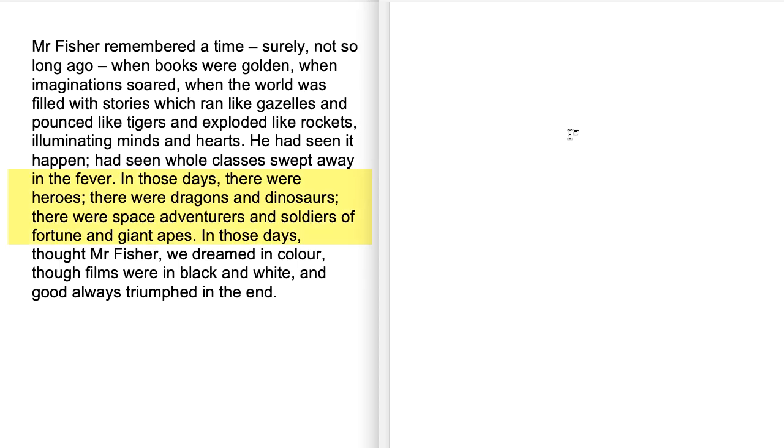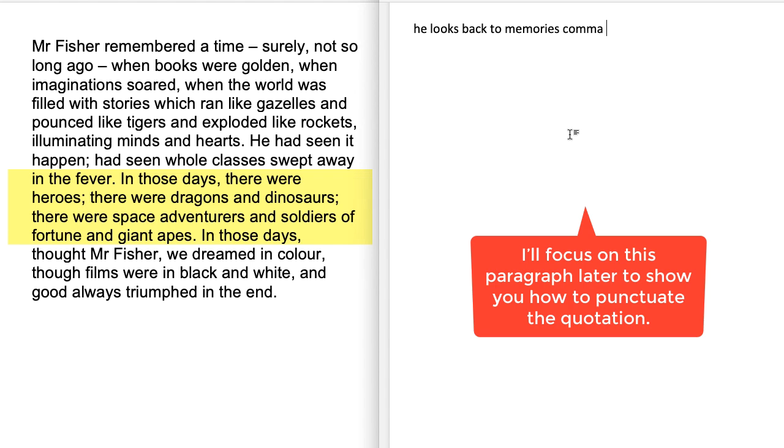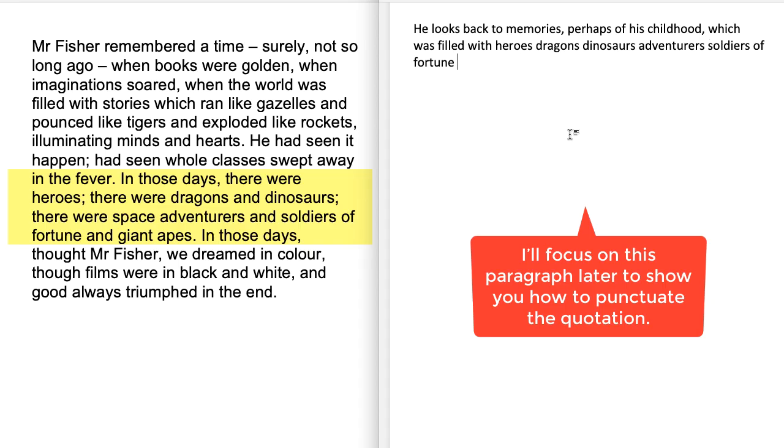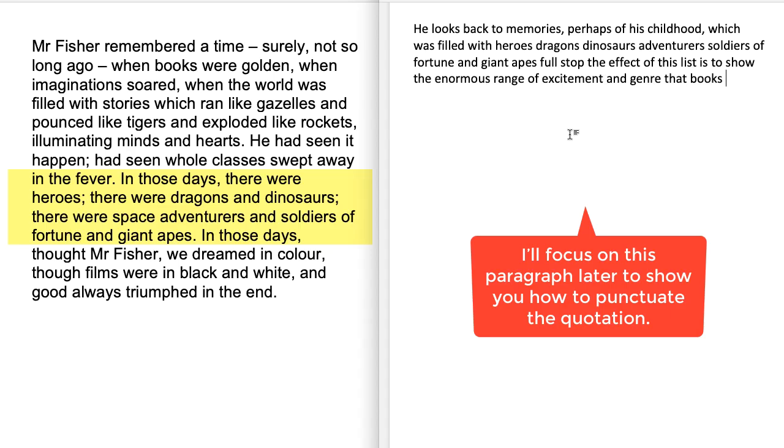He looks back to memories, comma, perhaps of his childhood, comma, which was filled with heroes, dragons, dinosaurs, adventurers, soldiers of fortune, and giant apes. Full stop. The effect of this list is to show the enormous range of excitement and genre that books and stories from the past provided. Full stop.